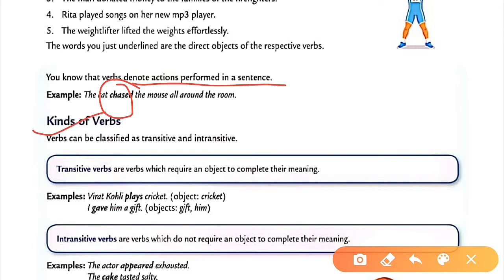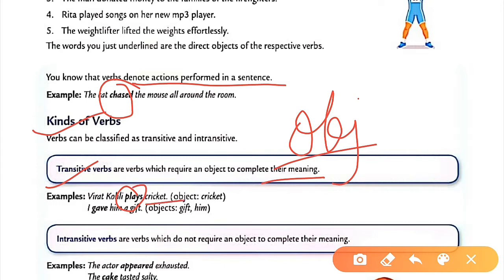Kinds of verbs. First is transitive. Transitive verbs require an object to complete their meaning. We will explain by taking one example. Virat Kohli plays cricket. What is Virat Kohli doing? He plays cricket. Plays is your verb, and the object is cricket. Another: I gave him a gift. Gave is your verb, and gift is your object.